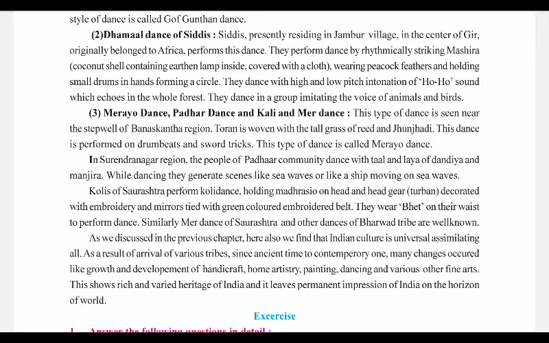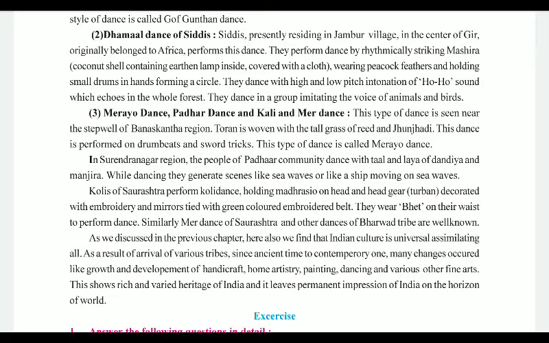Kolis of Saurashtra perform the Koli dance holding a madraisio on the head, with headgear decorated with embroidery and mirrors, tied with a green cord and a colored embroidered belt. They wear a belt on the waist and perform the dance. Similarly, the Mer dance of Saurashtra and other dances of the Marwad tribe are well known.